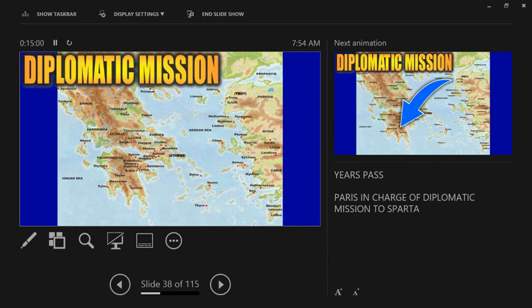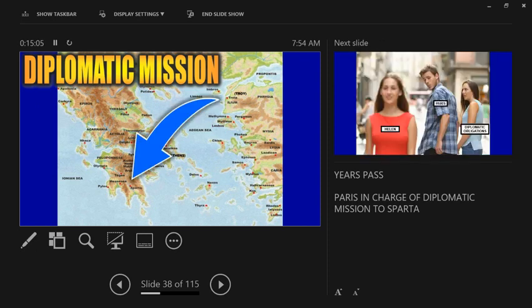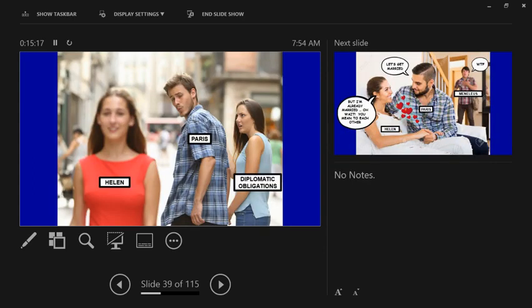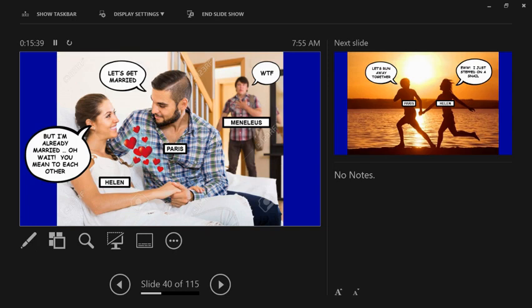All right, long story short, or like a while later, this is Troy up here. This is Sparta down here. They have a diplomatic mission, and Paris is on this diplomatic mission. He's supposed to go to Sparta and make friends with Sparta. But while he is there, he sees Helen, the love of the most beautiful woman in the world, and he falls in love with her, not only because she's beautiful, but because that's what he chose by choosing Aphrodite. So he is ignoring his diplomatic obligations, and he is choosing to woo Helen.